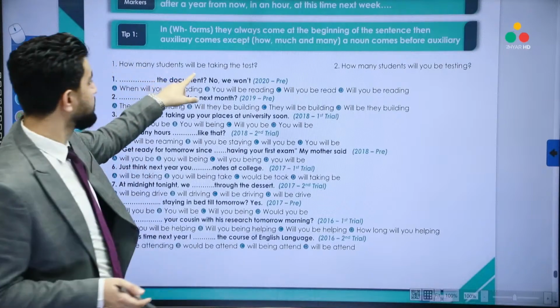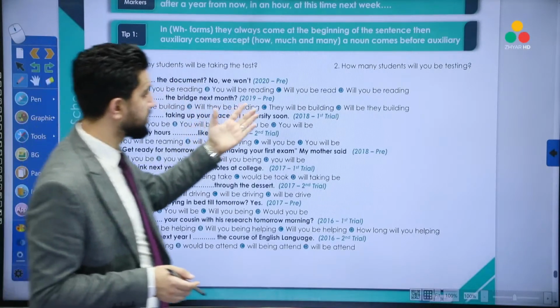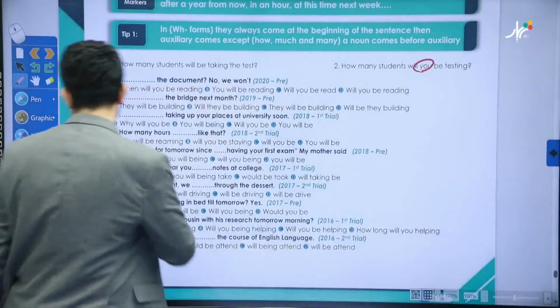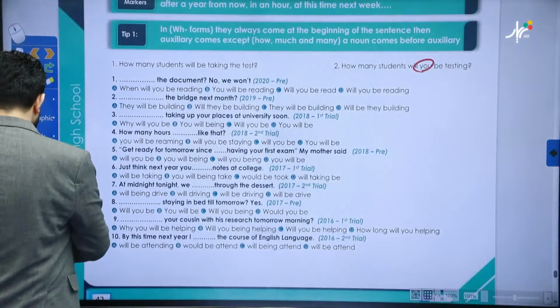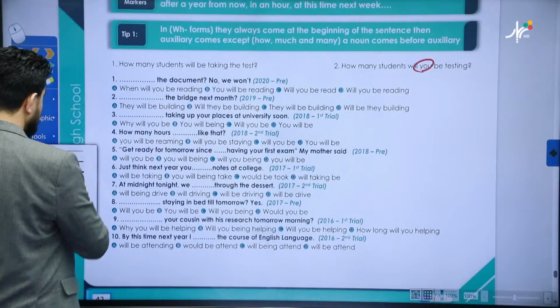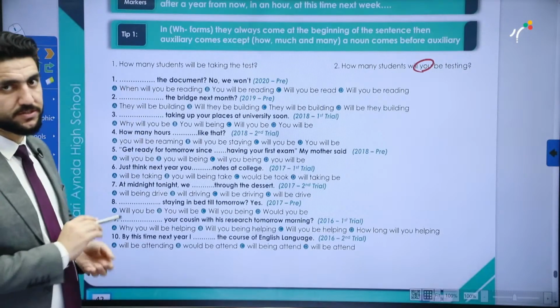How many students will be taking the test? Will be taking the test. We can also have the subject here, will be testing. Okay? Very good. All right. So now let's do some exercises together.